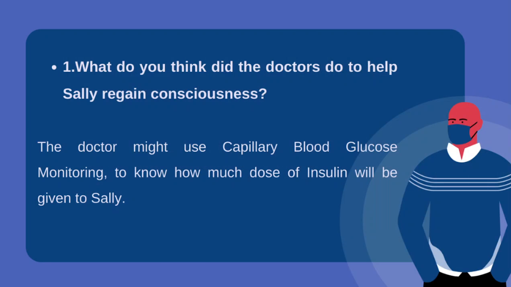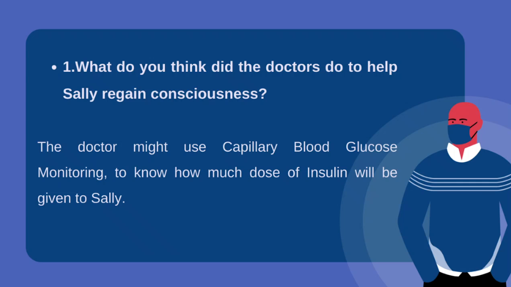Number one. The first question is, what do you think did the doctors do to help Sally regain consciousness? Sally fainted due to overfatigue, more specifically dehydration and hyperglycemia. Overfatigue resulted from having high blood sugar levels, or being hyperglycemic. And as her blood sugar level is in an abnormal state, it should be lowered first until it reaches stability, or a homeostatic state. This could be one of the steps the doctor would take to help patient Sally regain her consciousness.